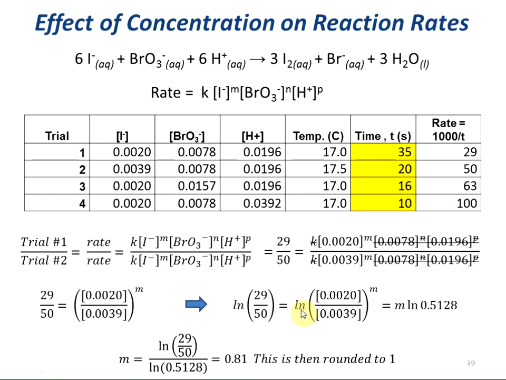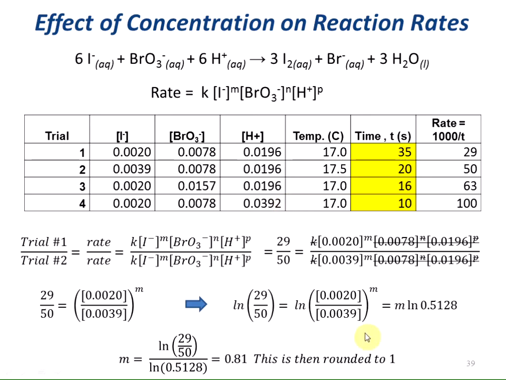So m equals the ln of 29 over 50 divided by the ln of 0.5128. And if I put this into my calculator, I get a value of 0.81. Now because orders of reactions are typically whole numbers, we're rounding this to the nearest whole number, which is 1. And this will give you an idea of what kind of representative data you will get in lab, because this is something that you're actually going to be doing in lab with this system.